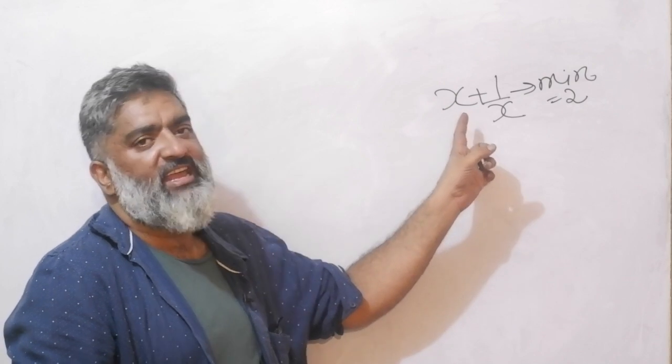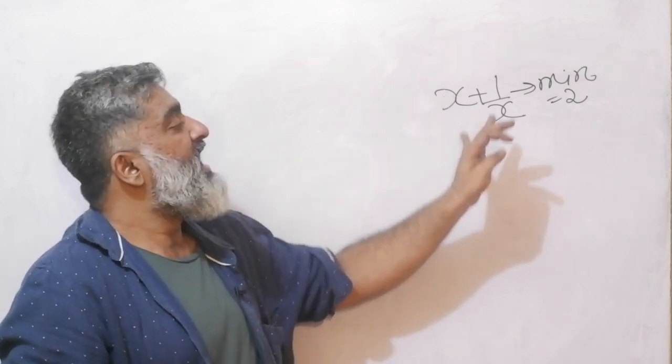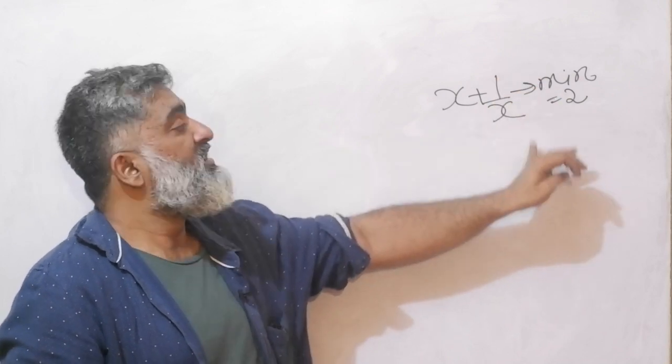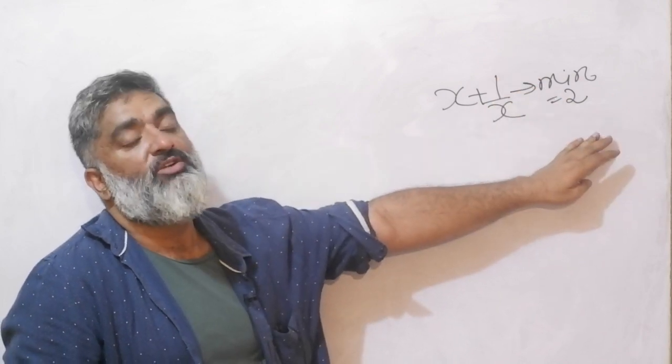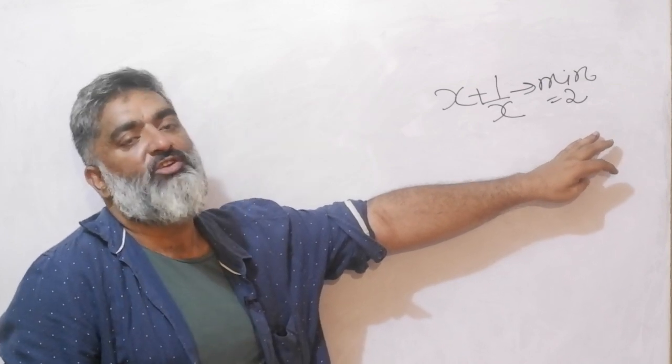What is this telling me symbolically, or let's say in story form? If you take a number and add it to its reciprocal, the minimum value is going to be 2. Not the actual value, not the fixed value, but the minimum value is always going to be 2.